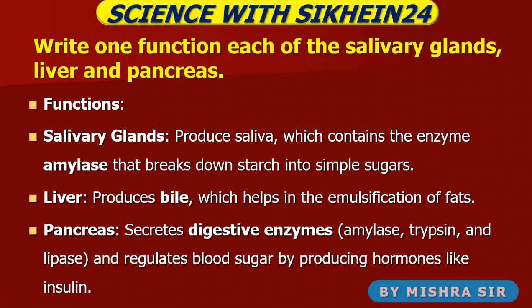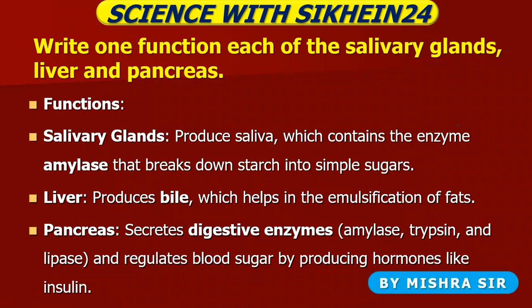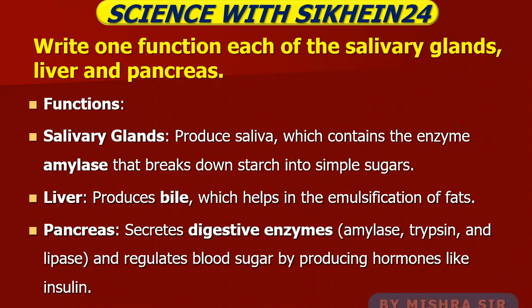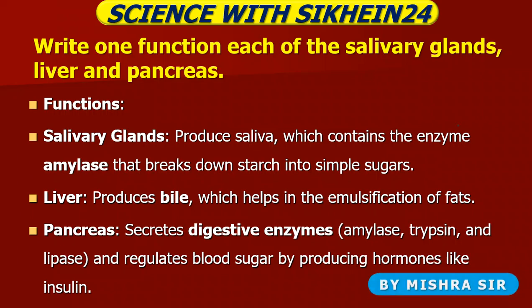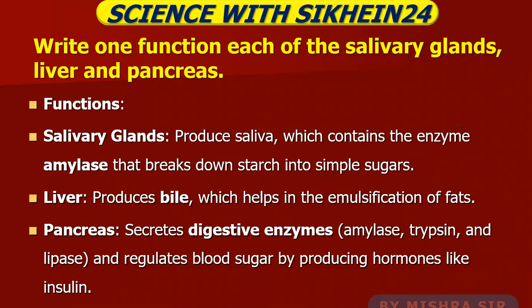Pancreas secretes digestive enzymes amylase, trypsin and lipase and regulates blood sugar by producing hormones like insulin.